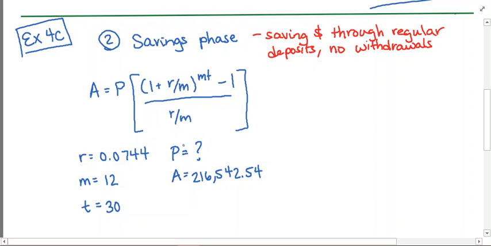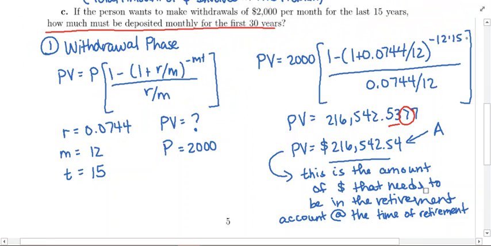By setting it up this way, this is going to allow us to calculate what the monthly contribution to our savings account needs to be so that the money grows through these regular deposits and through the interest, and that will allow us to get an account balance of $216,542.54 going into retirement. And if that's our account balance going into retirement, then according to this withdrawal phase, that's going to allow us to take out $2,000 a month in the 15 years of retirement.